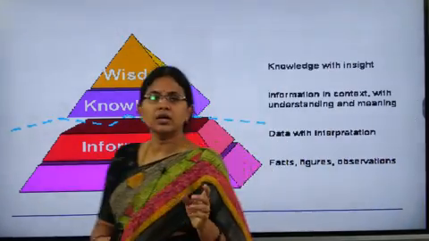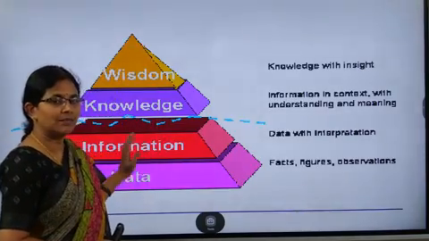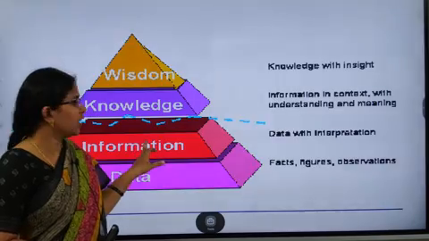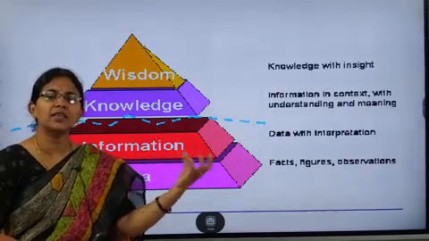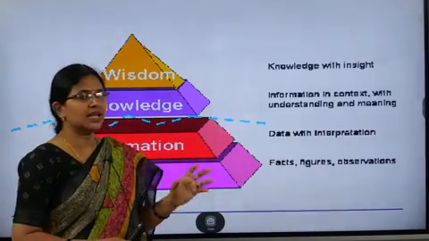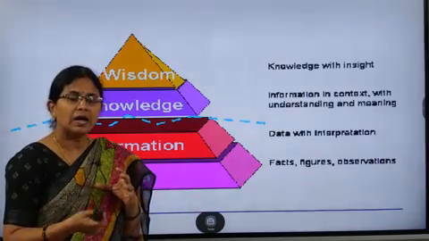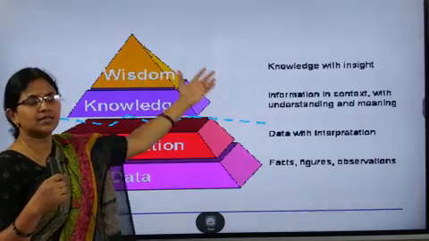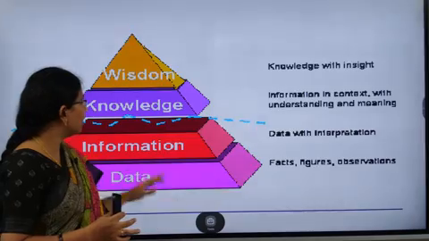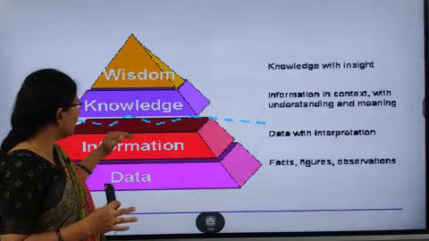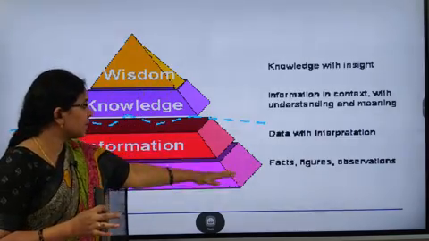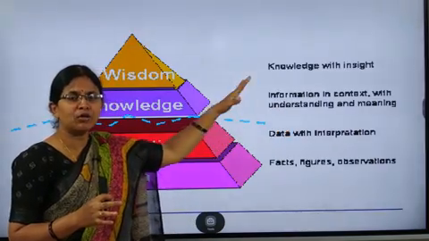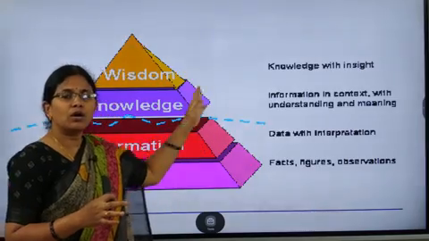So here you can see how knowledge comes about. First one is data. Data is nothing but facts, figures and observations. Next, coming to information. Information is data with interpretation. And knowledge is information which has understanding and meaning. Coming to wisdom, it is the upper part of the triangle. It's knowledge with some insights. So this is the triangle where you can see how knowledge progresses: data, information, knowledge and wisdom. Data is facts, figures, observations. Information is data with interpretation. Knowledge is the complete understanding and meaning of the information that you have. And wisdom is knowledge with insights.